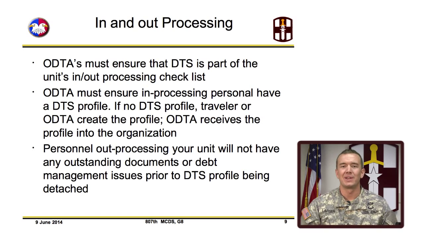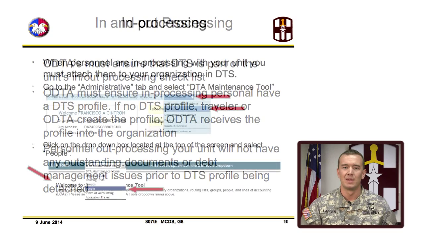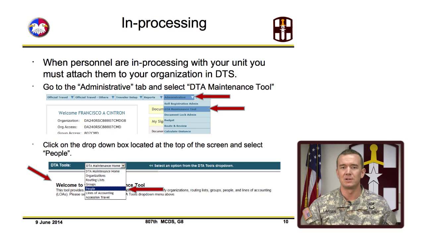The ODTAs control in and out processing of the DTS unit by ensuring that DTS is part of the unit's in and out processing checklist. ODTAs must ensure in-processing personnel have a DTS profile. If the traveler does not have a DTS profile, the traveler or the ODTA will need to create one. If the traveler does have a profile, the ODTA receives the profile into the organization. Before personnel out-process your unit, it is important to check the outstanding documents or debt management issues. When personnel are in processing your unit, you must attach them to your organization in DTS.